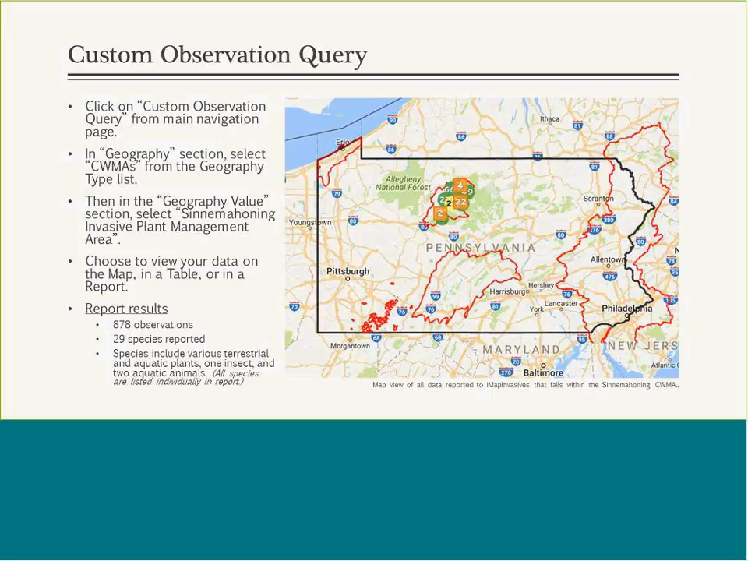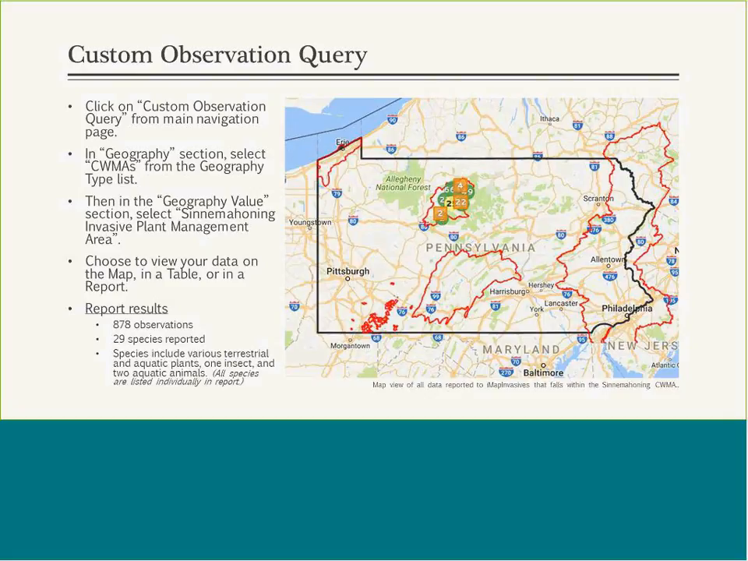Again, you could choose to view your data in either the map, the table, or report. So in the map, you can see all the data is showing up within the Mahoning area. If I would look at that data in a report, I would see that there's a total of 878 observations that have been reported. There's 29 species that have been reported. And then I can actually see, I'm not showing it to you here on this page, but you can actually see each and every one of those 29 species that's been reported.